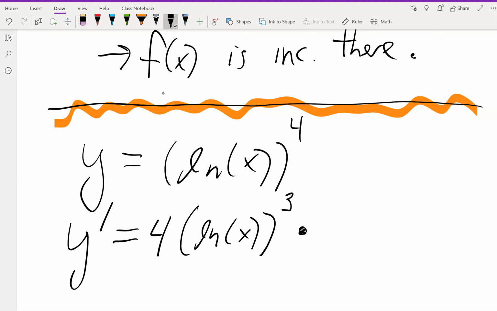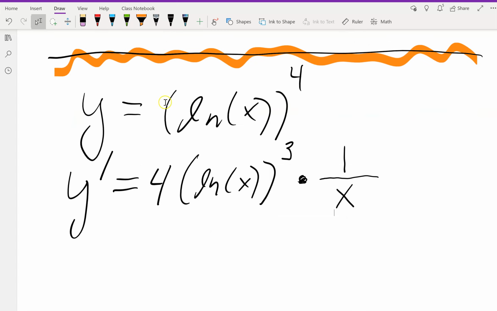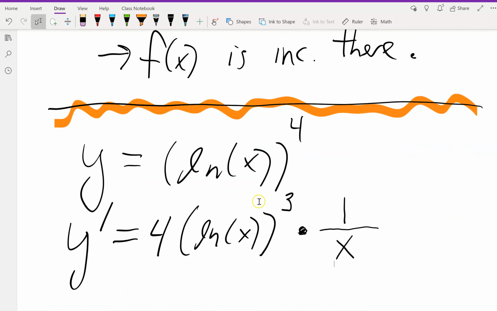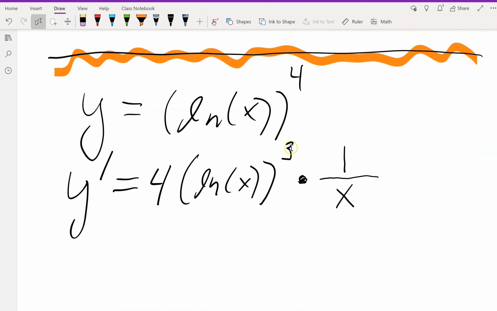Now, we've got to multiply by the derivative of the inside. Well, the inside is the ln of x. The derivative of the ln of x is the derivative of x, which is 1 over x. And so this is my derivative. Again, different. Notice, allow me to scroll up, this power was inside the log. So I did the log derivative first. This power is on the outside of the log. I had to do the power first.